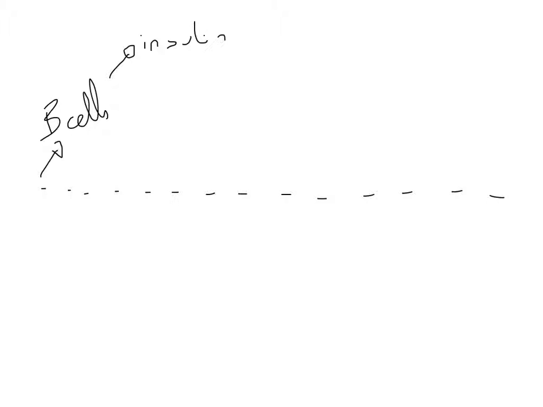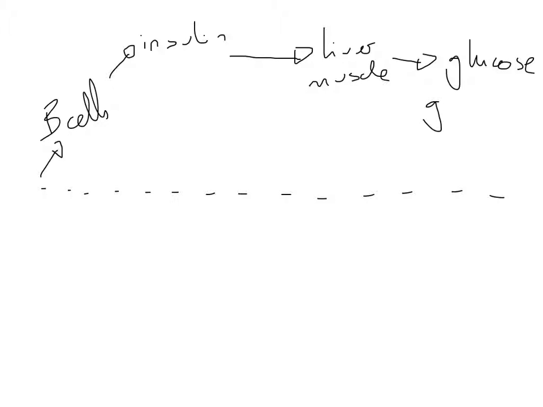Now this insulin is released directly into the blood and it affects liver cells and muscle cells. And so when the insulin reaches these cells, it brings about responses including converting glucose to a storage compound called glycogen. This then lowers the blood glucose levels.